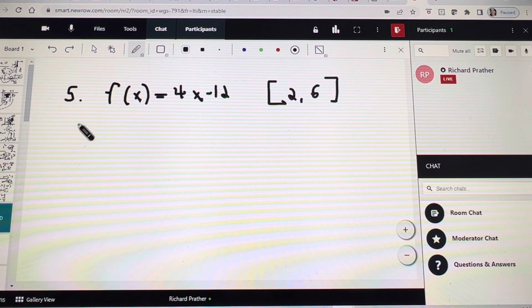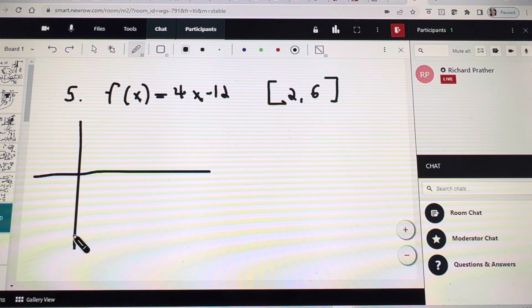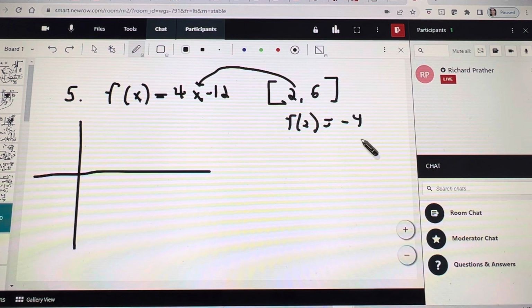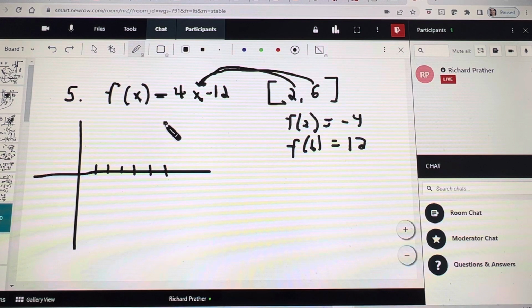Well, if you know 4x minus 12 has a negative 12 y-intercept, and then you go up 4 over 1, up 4 over 1, up 4 over 1 over and over again, that's what the graph would look like. But f of 2, 8 minus 12 is negative 4. F of 6, 24 minus 12 is 12. So 1, 2, 3, 4, 5, 6. So this is 6, 12 right here.